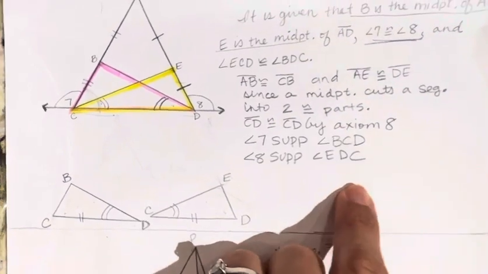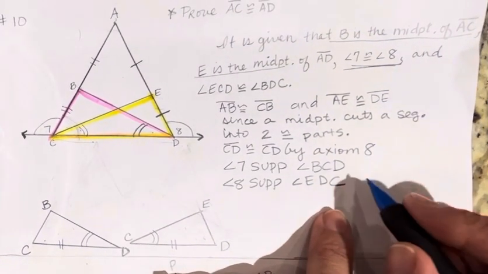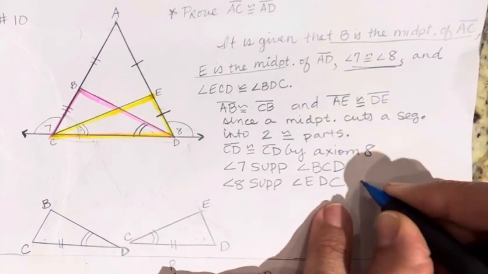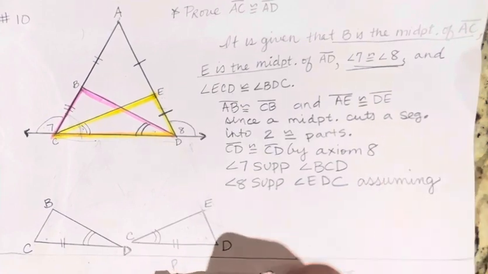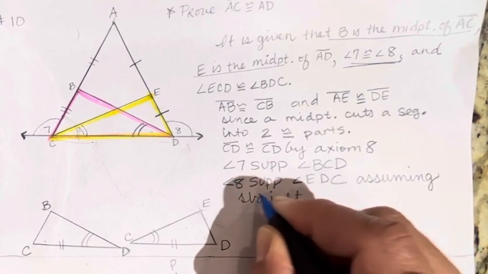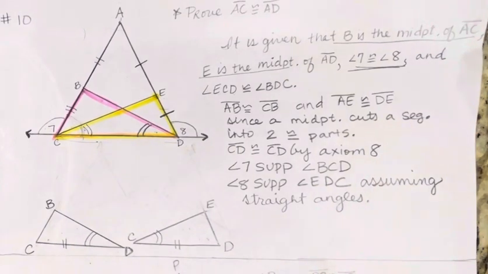Oh, and I realized I forgot to do this on my last proof. Make sure you justify this. I didn't in my last proof. Forgive me for that. But you have to say assuming straight angles. Okay, there always needs to be a justification for the things that we say in a proof.